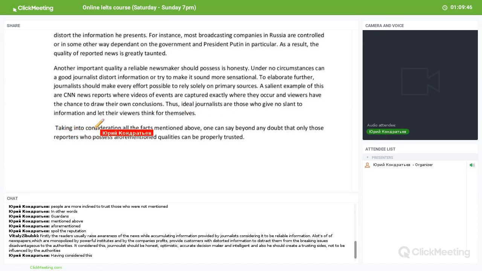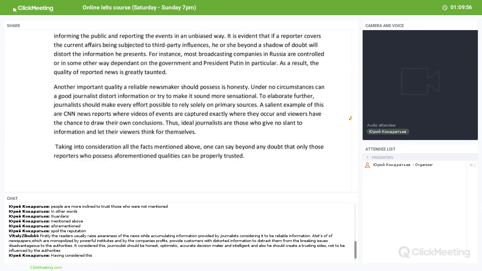And conclusion. Taking into consideration all the facts mentioned above, one can say beyond any doubt that only those reporters who possess aforementioned qualities can be properly trusted. Okay, so now you have about 10 minutes to write the second body paragraph.